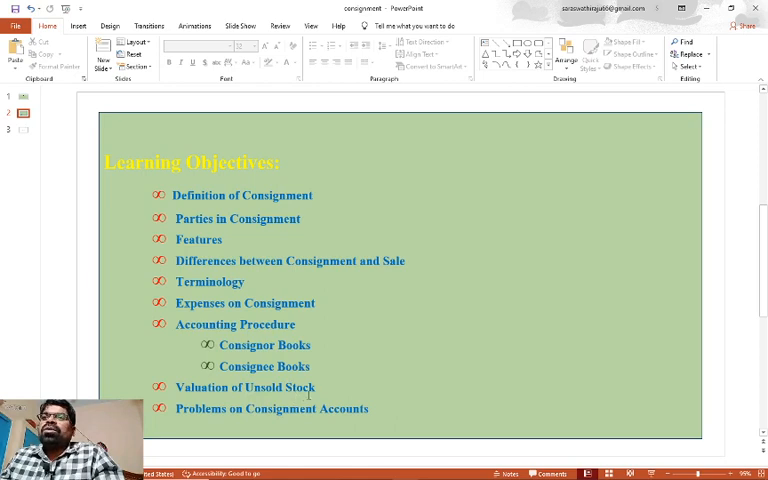And the valuation of unsold stock. Sometimes, whatever consignment stock is sent by the consignor, after the consignee receives it, the total stock may be sold out, and sometimes it may not be sold totally. Then unsold stock will be there. What is the value of that stock? Whenever we are finding profit or loss on consignment, we have to calculate the valuation of unsold stock. So that's why it is important to know the valuation of unsold stock.